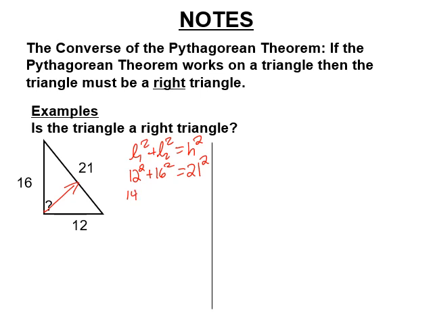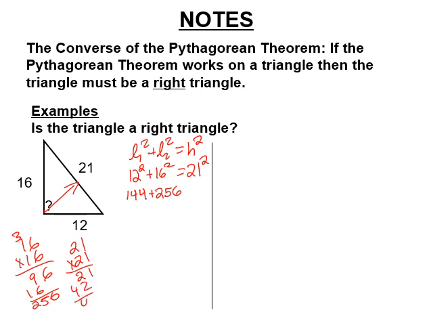12 squared we know is 144. We may actually have to do some work here. 16 squared, I believe, is 256. And 21 squared, 121 and 42 is 441. So we have 144 plus 256 equals 441. We're going to see if that's true.